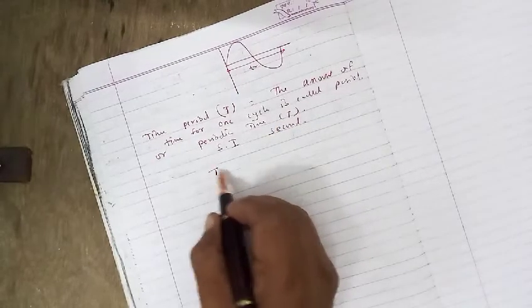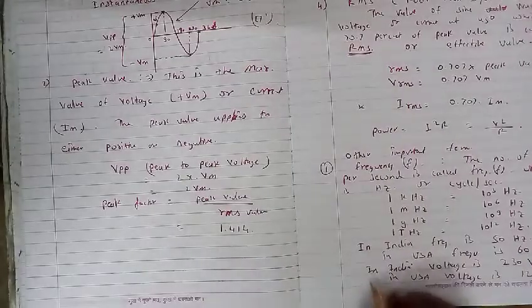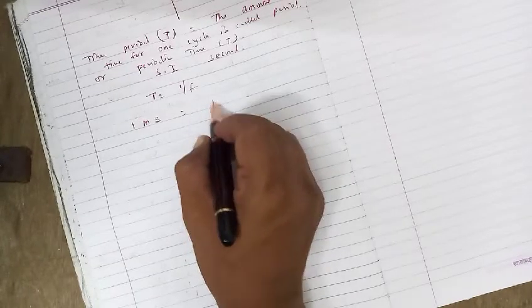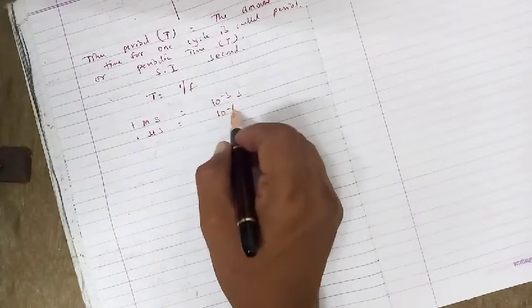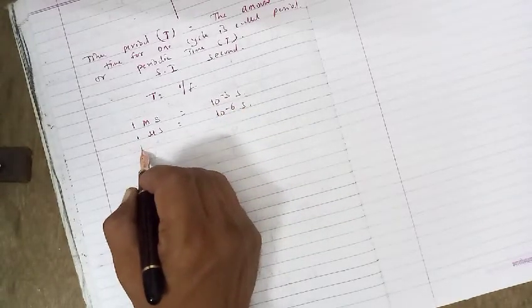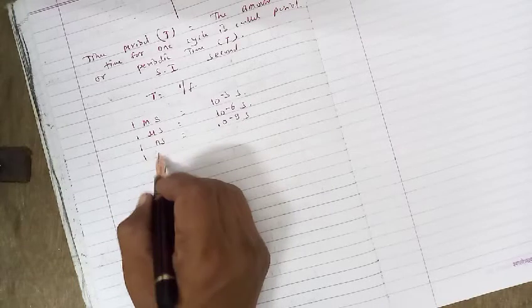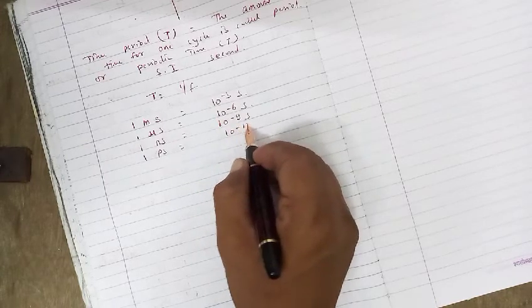Okay students, so you have T is equal to 1 upon F. Previously, the frequency given by me was F is equal to 1 upon T, and now the time period is T is equal to 1 upon F. Consider that 1 millisecond occurs, so it converts to 10 to the power minus 3 second. If it is 1 microsecond, then that value is 10 to the power minus 6 second. If 1 nanosecond, then 10 to the power minus 9 second. If 1 picosecond, then the value will be 10 to the power minus 12 second.